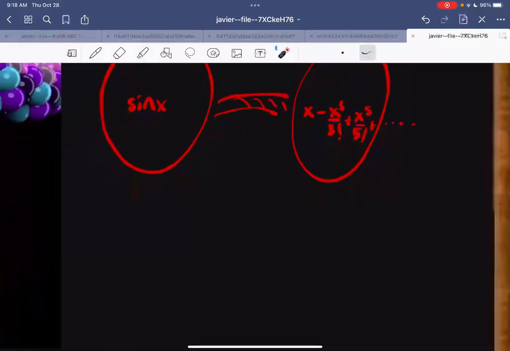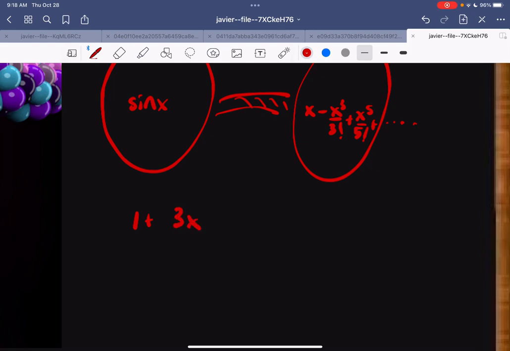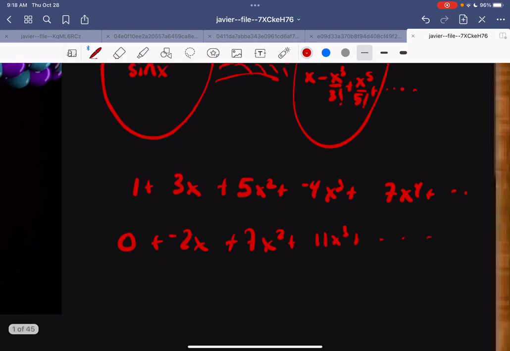The way we gotta think about it is if some of these functions are polynomials. Let's study polynomials for a second. Polynomials are always made up of powers of x and coefficients. So for example, if I have 1 plus 3x plus 5x squared plus negative 4x to the third plus 7x to the fourth. This is a polynomial, some random polynomial. But what I want to point out is that if I chose a different polynomial, for example, 0 plus negative 2x plus 7x squared plus 11x to the third and so on and so forth, this is a different polynomial.